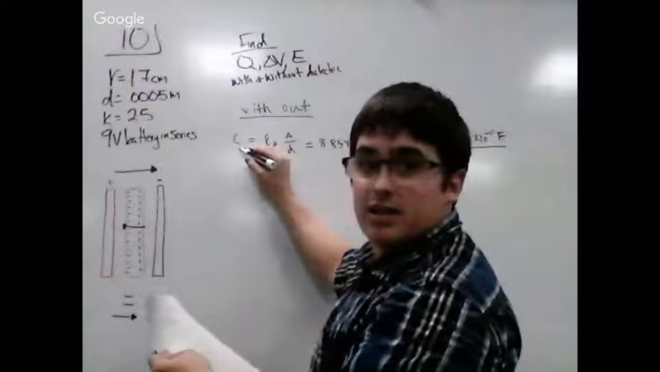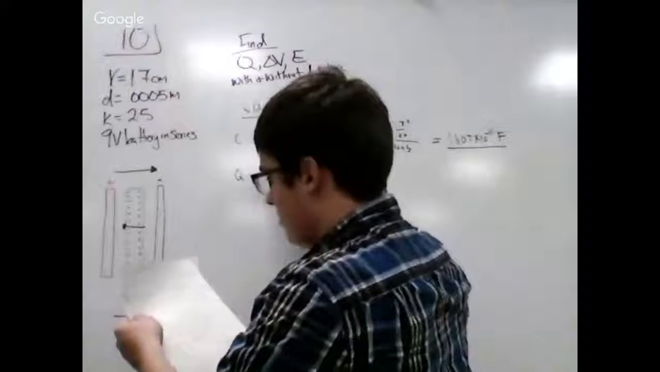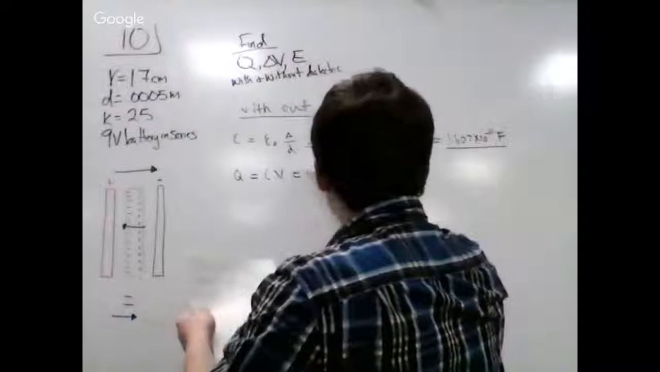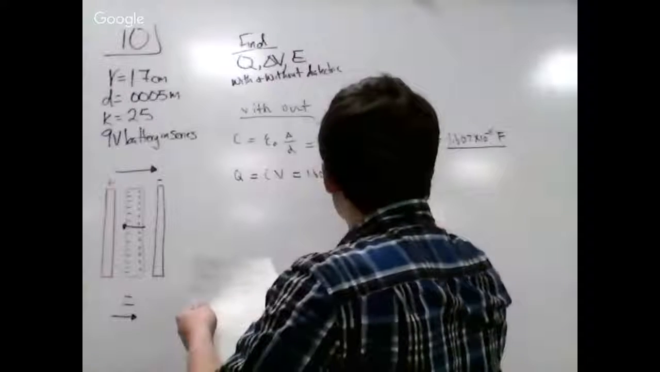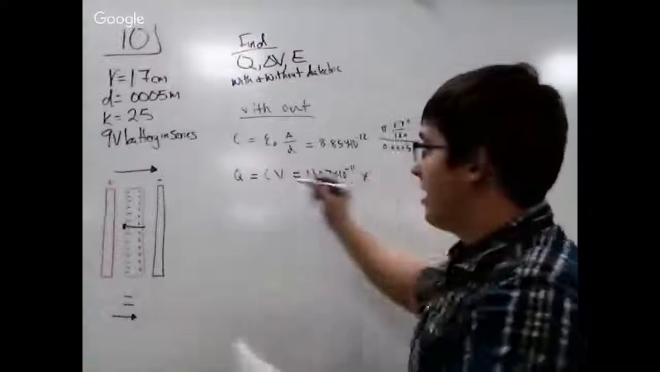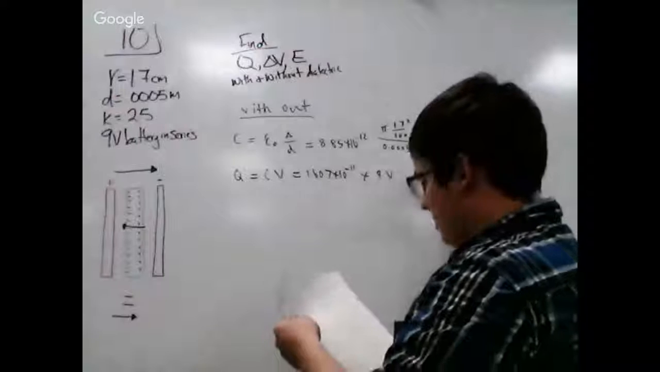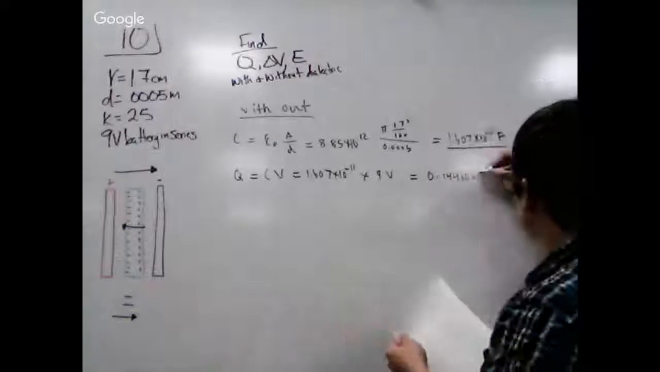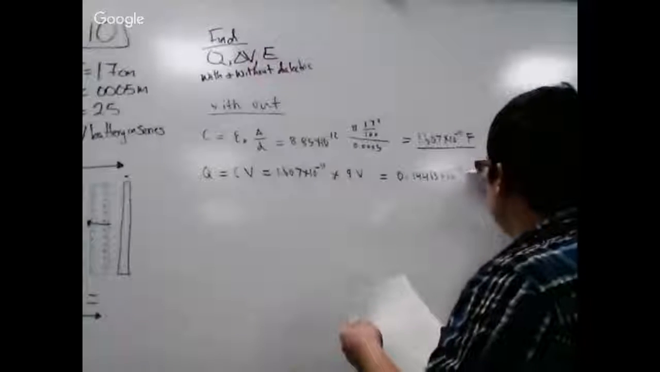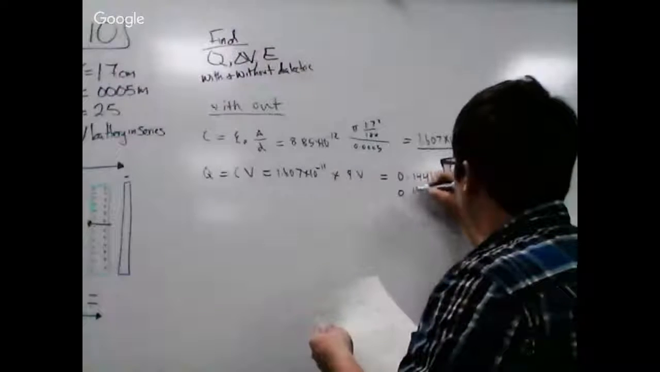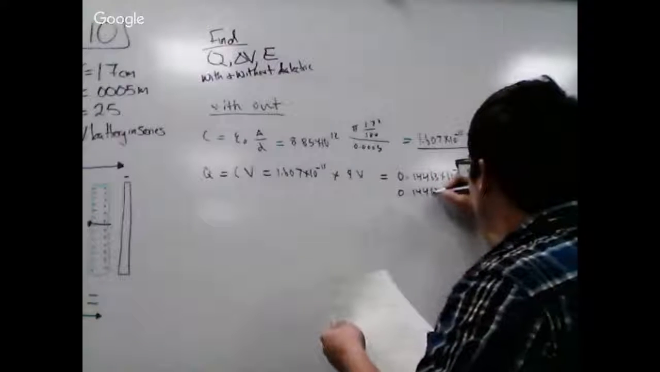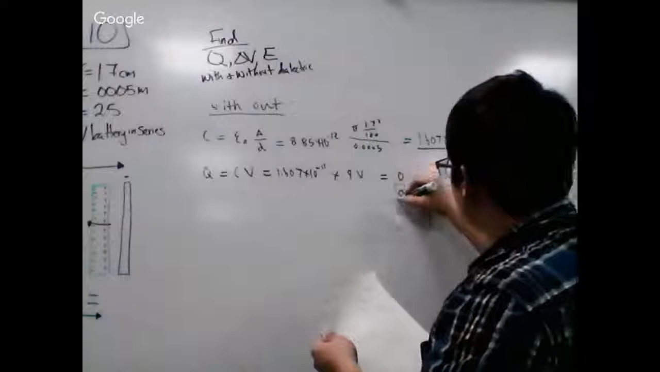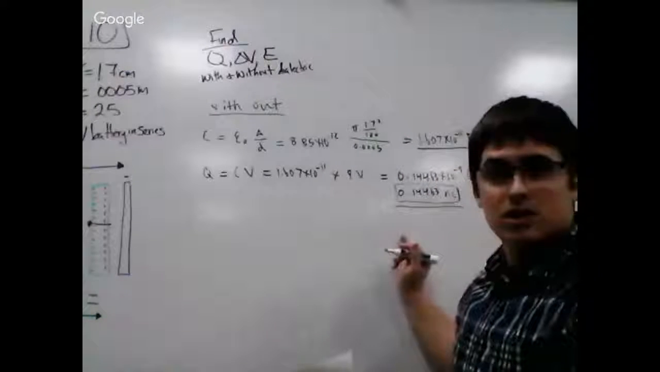Now we use this capacitance to find our Q, which is equal to capacitance times voltage. So we use that capacitance and multiply it by our 9-volt battery, and we get 0.14463 times 10 to the negative 9 coulombs, or 0.14463 nanocoulombs. And that's our charge.